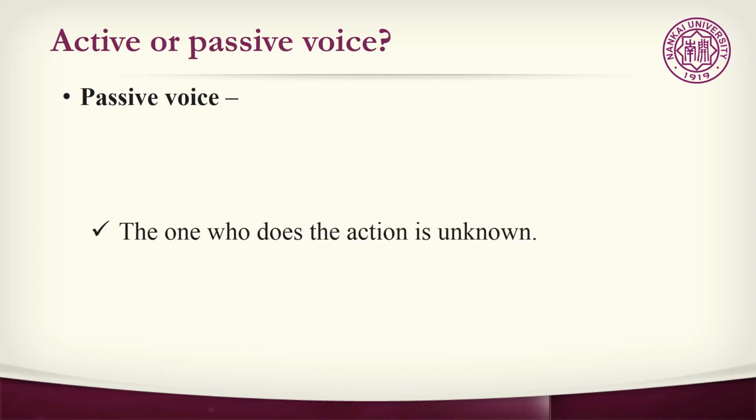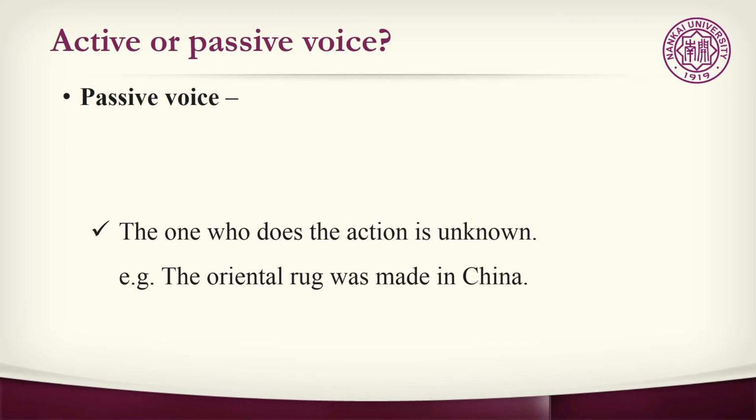The second situation is that the one who does the action is unknown. For example, the Oriental rug was made in China. In this case, the person who made the rug is unknown and unimportant. Hence, the person is omitted using passive voice.